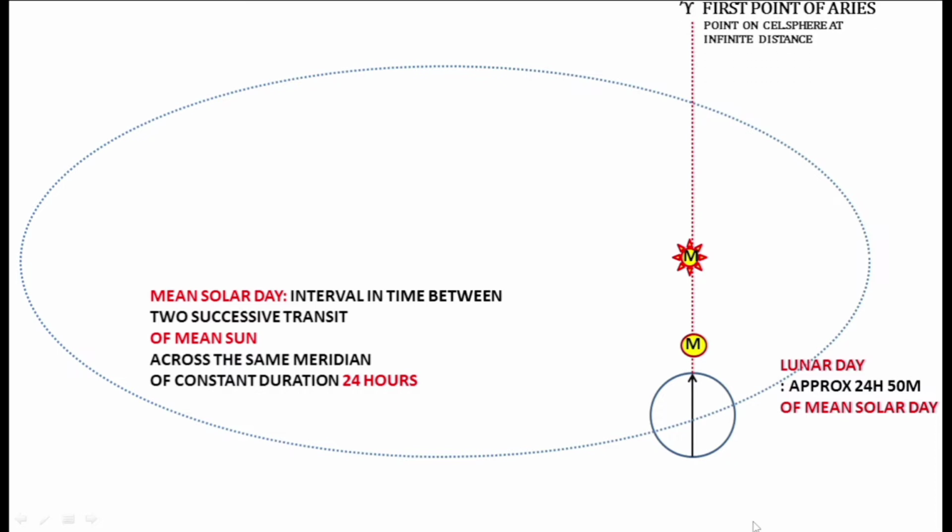Now let's talk about a point called Aries, which is a point at infinite distance on the celestial sphere. Of course, this point is where the sun crosses from south to north, wherever it cuts the equinox, which I'll be coming to in one of the topics later. But this is a point at an infinite distance, the first point of Aries.